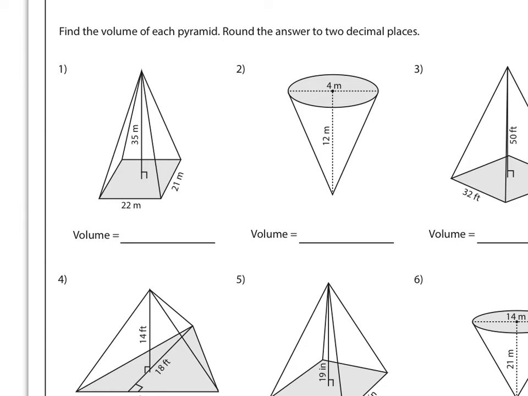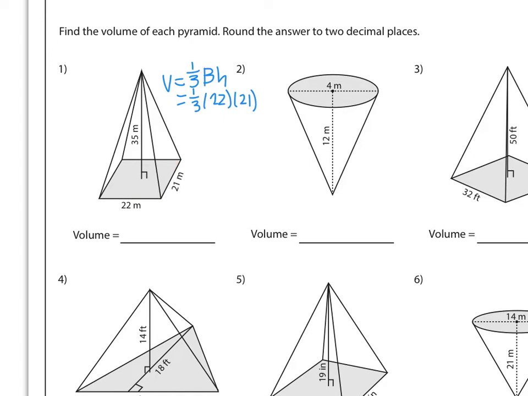So now let's get some practice actually doing these. We're not going to do all of them on this page, but we're going to do a few just to give some examples of how to do each kind. So we're going to start with number 1, and that is a pyramid. And so we're going to write down our formula, which is volume equals a third the area of the base times the height. So that's going to be a third. The area of the base is 22 times 21, since this is our base right here, and it's length times width.